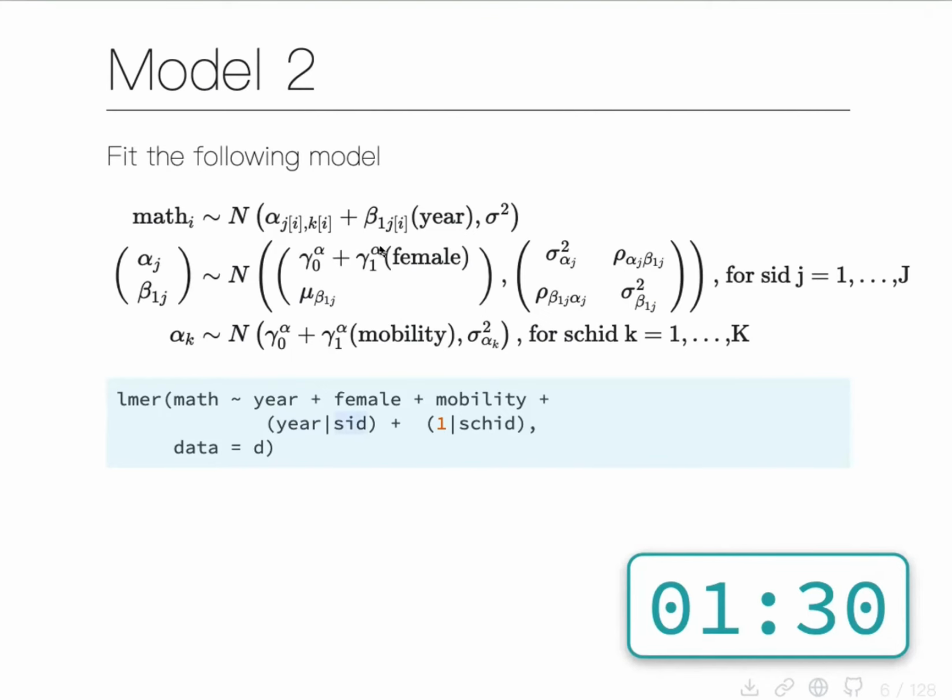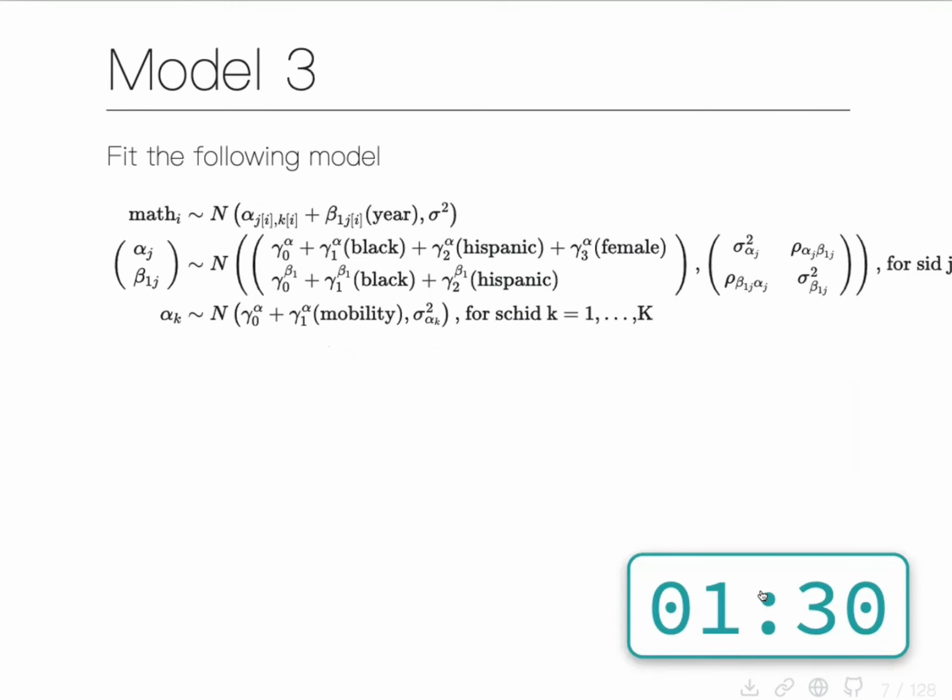And then we have female here as a predictor of the intercept. Okay, so female is entered there. That's a student level predictor. And then finally mobility, which is a school level predictor. And we're modeling, notice for our alpha, we have alpha j, k. So we have alpha varying randomly at the student level and the school level. So the 1 is implied here, and then we just have one school ID there. Questions?